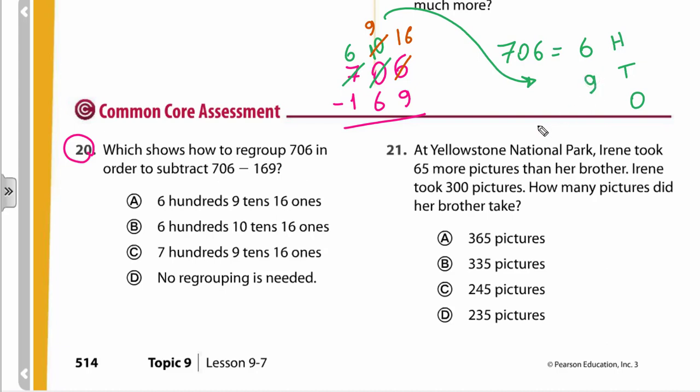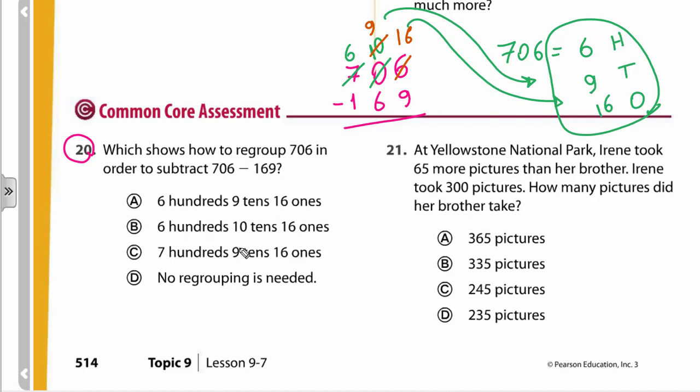Wait, teacher. 9 tens, 706. And how many ones? It's 16 ones. So let's choose this answer. Which one is this one?